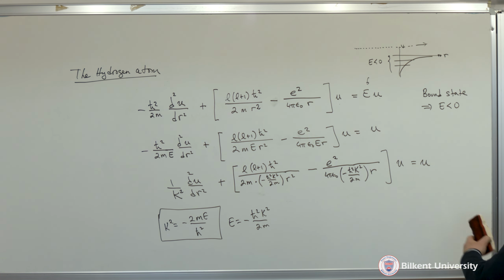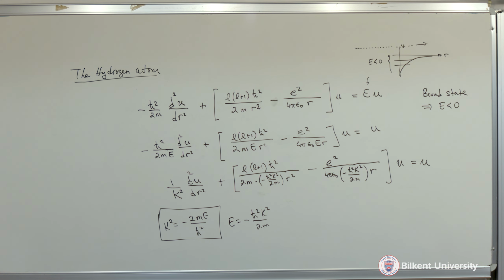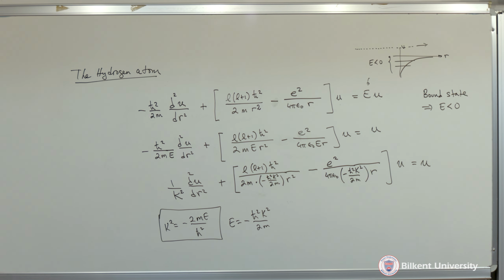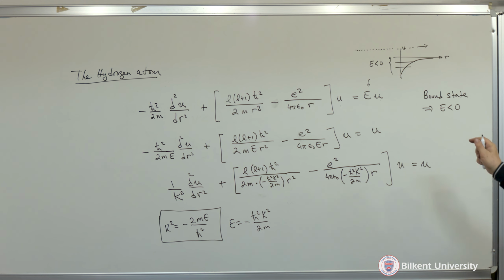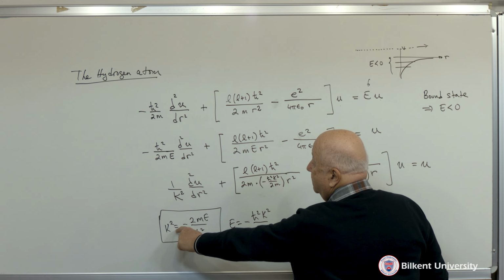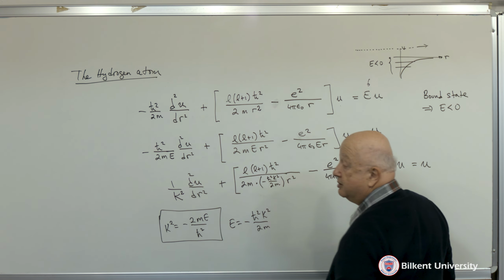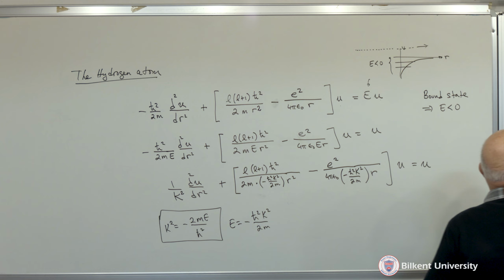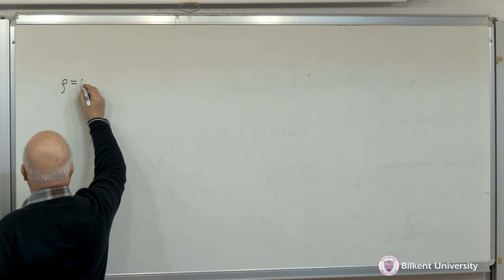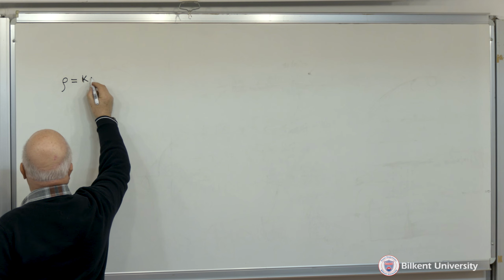So let me just go through this. Now what I'm going to do is, you see, I said I'm going to divide everything by energy to get unitless terms. But this k is a wave number, so it has units of 1 over distance, right? So together with r, it makes a unitless quantity. So I'm going to define a unitless distance measure, k times r.